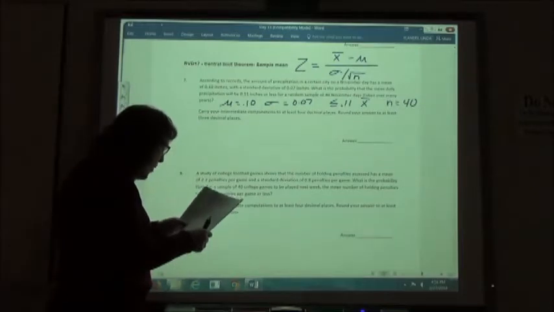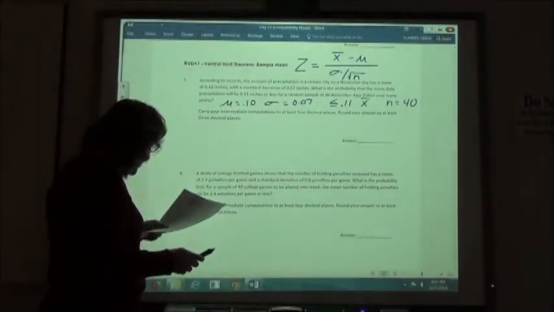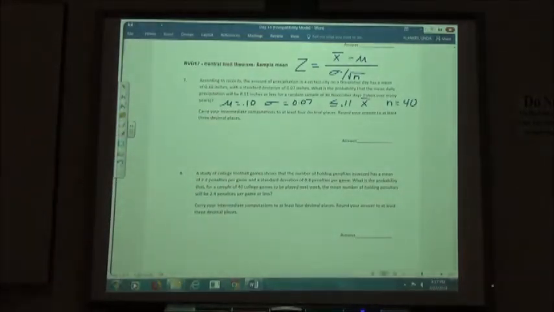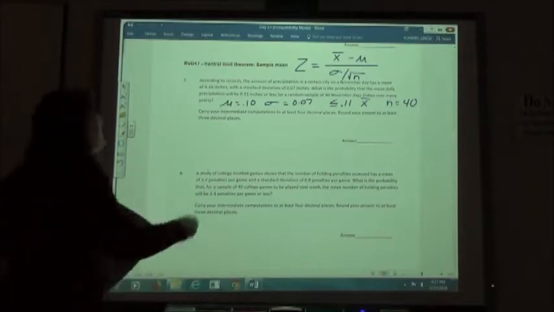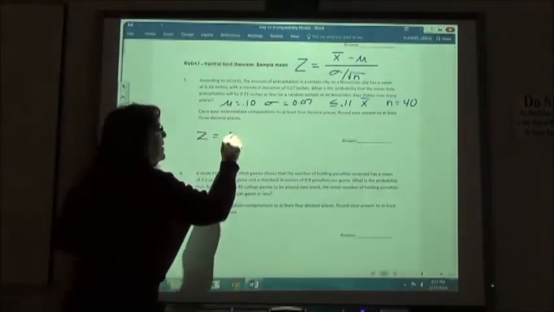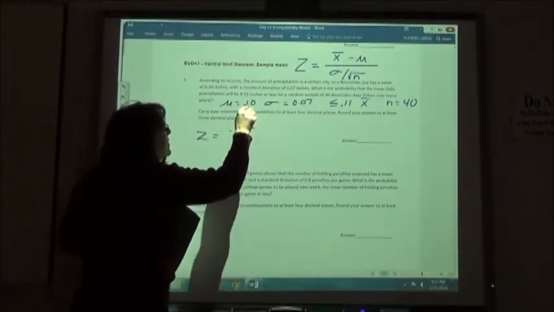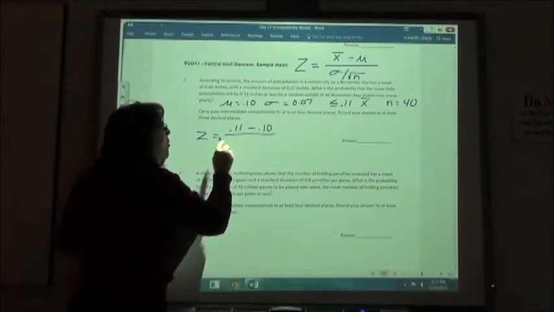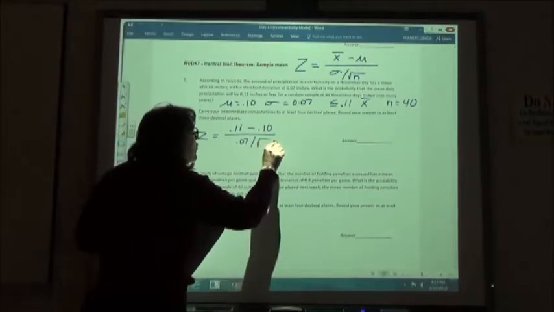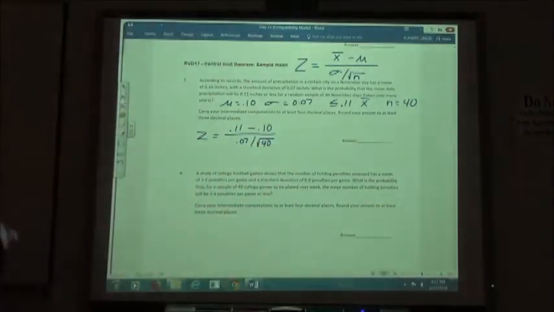So what we are going to figure out, and this one, does it say? No, it just says carry your computations to 4 decimal places. So we don't have to put a gigantic fraction in there. So we're going to find Z first. My X bar is the 0.11, minus the mean, which is the 0.10, over the standard deviation, which is the 0.07, divided by the square root of n, which is the square root of 40. And we're going to find that number to 4 decimal places.